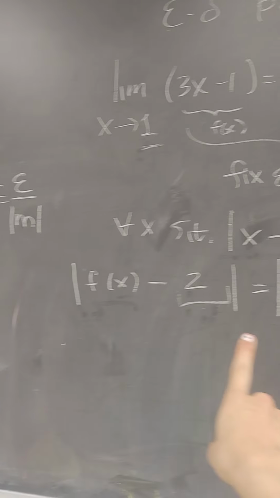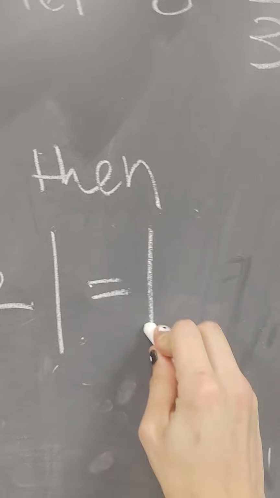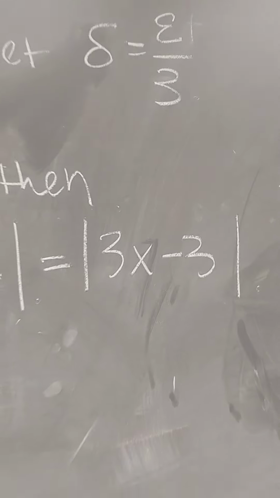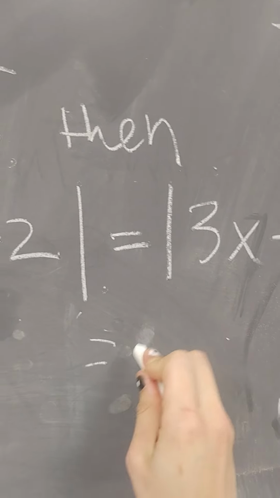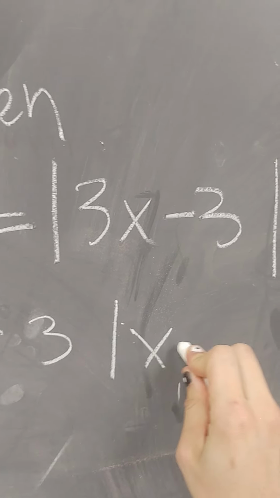So I didn't do anything fancy there. I just wrote out the expression for f of x. This expression is equal to |3x - 3|. From here I can factor out a 3. I can pull a 3 out from the absolute value, so this is equal to 3 times |x - 1|.